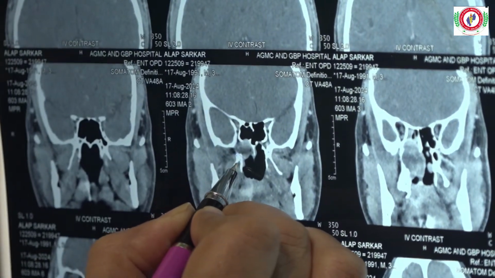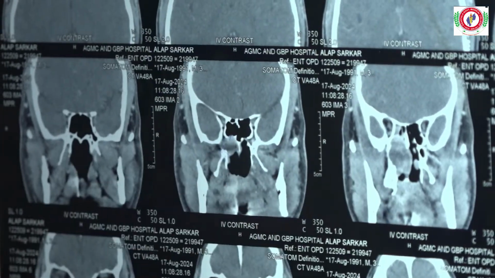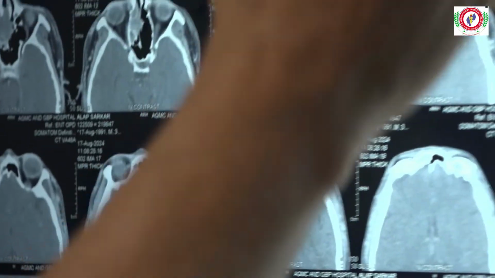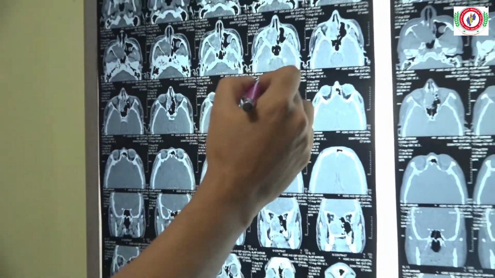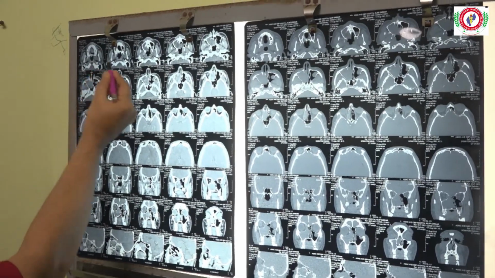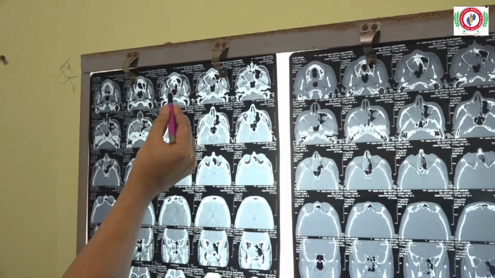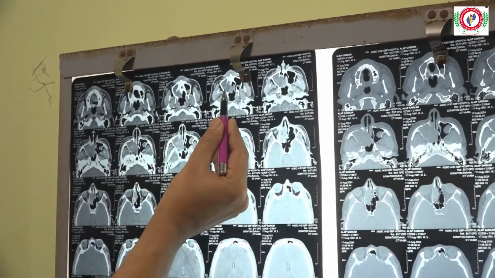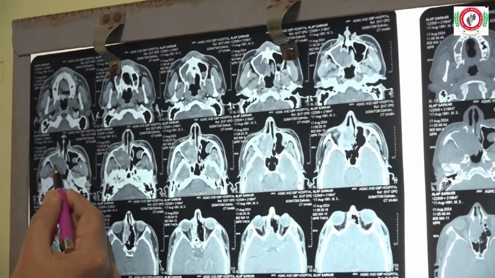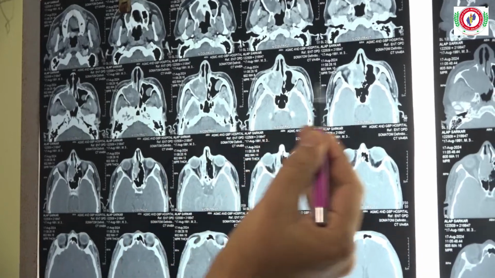Alright, look, the mass is going into the pterygopalatine fossa. You see the pterygoid wedge here. This pterygoid wedge has been replaced by the mass. It is going inside the pterygopalatine fossa, eroding the wedge, and it is also eroding the floor of the sphenoid sinus.